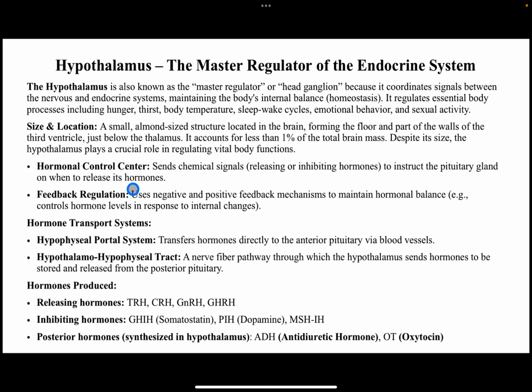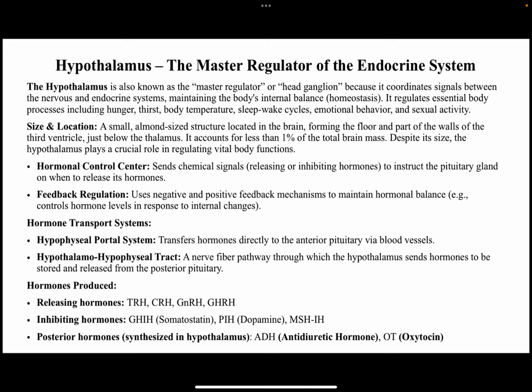So like I mentioned, the hormonal control center. It's more like a hormone control center, because it sends signals to the pituitary gland, signals to go and stimulate it to release, or signals to go and inhibit its release of hormones.